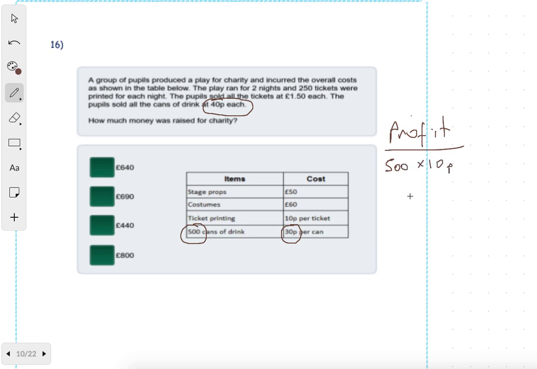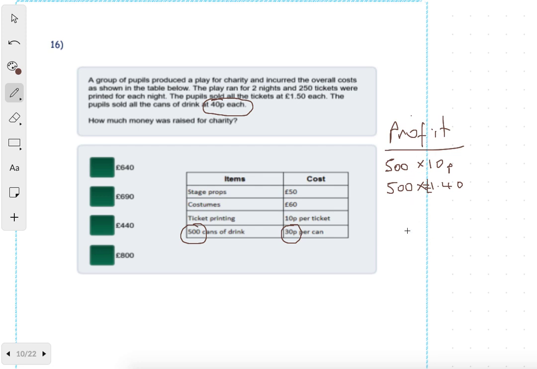You can do the same with the tickets. The tickets are being sold at £1.50 each, but they cost 10 pence for printing. So your profit on each ticket is £1.40. So you would times by £1.40. In this particular case, it would be 500 again because there's 250 tickets, but you're running the play for 2 nights. So this gives you your profit.